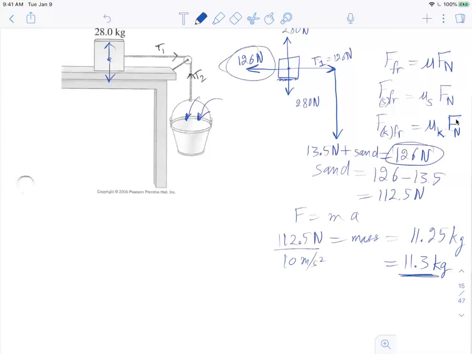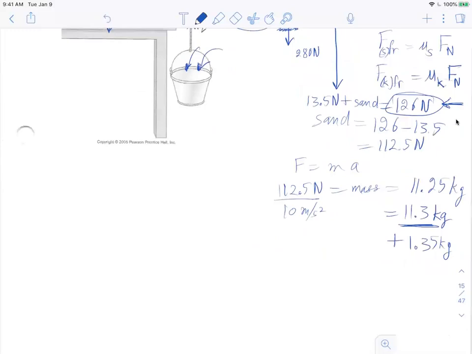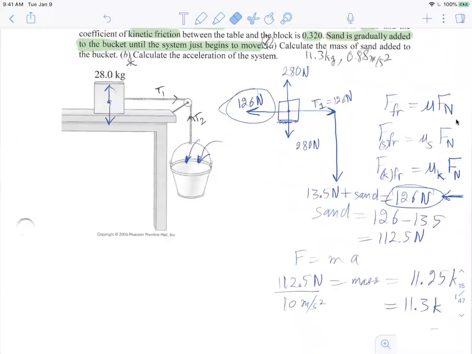This 11.3 plus this 13.5, sorry, that was wrong. This 11.3 kilograms plus 1.35 kilograms, which was the bucket, together they make up 126 newtons. That's kind of what I wanted to say. So that's all good. Now we know that. So the first question was to calculate the mass of the sand added, and I said about 11.3 kilograms, and yeah, that seems to be one of the right answers. So that's good. Let's erase this stuff, okay? Keep this a quick way.